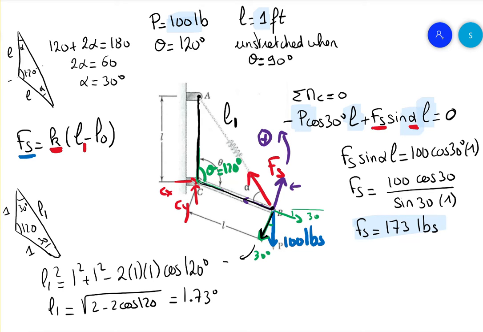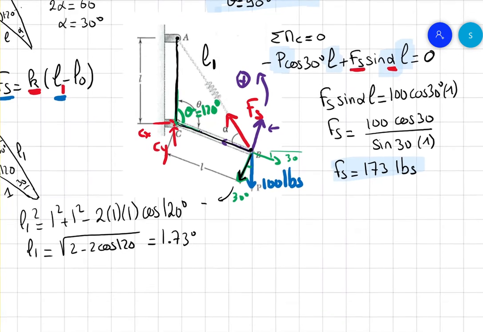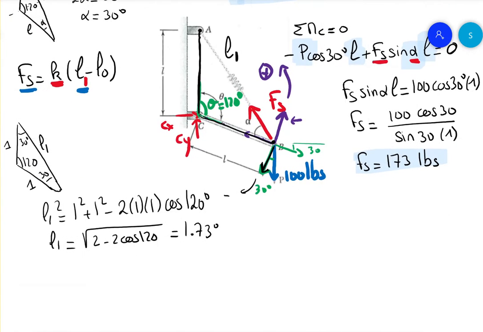Okay, so we have L1 and now L naught. L naught, the information that we didn't use there yet is this one. We know that the spring is unstretched when theta equals 90 degrees. So that means that we have this little triangle, and this one is L naught, 1, 1, and 90 degrees. Okay, so that's the hypotenuse of half of a square, a little isosceles right triangle.